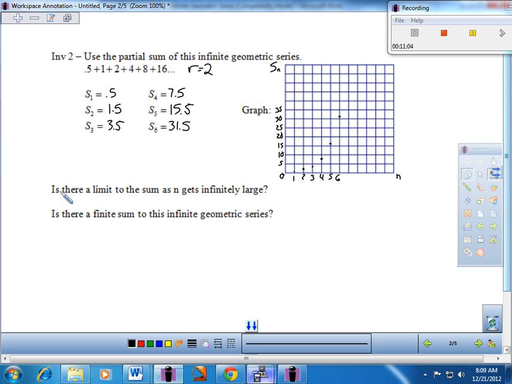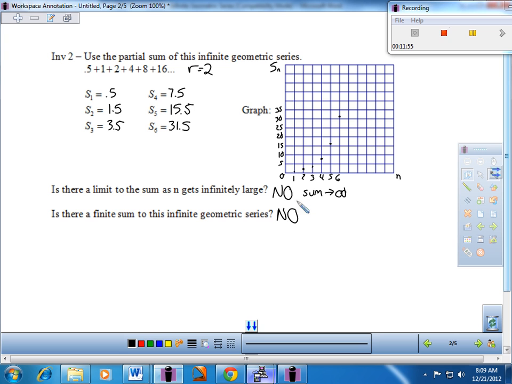Number one, it says, is there a limit to the sum as n gets infinitely large? In this case, there is no limit. The sum is going to infinity. So I'm going to write that just right up here. It looks like the sum is just going to keep getting larger and larger and larger. So as a result, if there's no limit to the sum, would we consider this one to have a finite sum in this infinite geometric series? And the answer is definitely no. So it does not approach a finite number like the last one did.